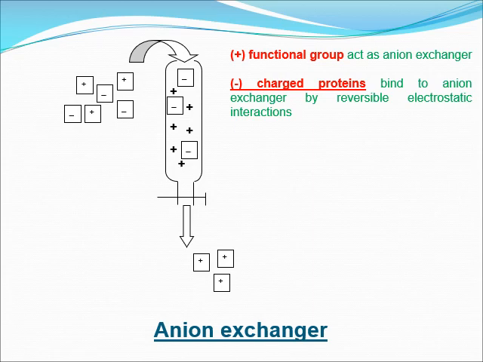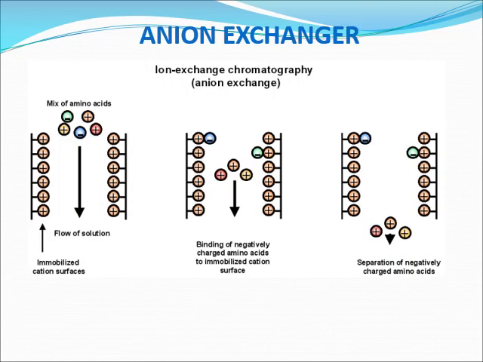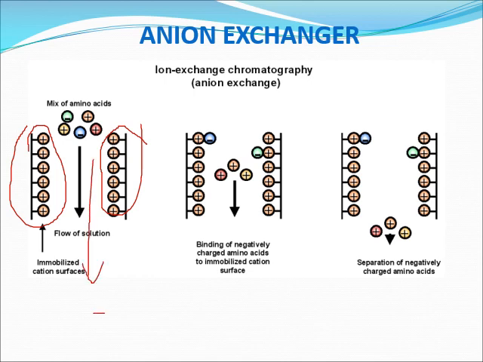Next is the anion exchanger. The anion exchanger will capture the negative charge. It binds the negative charge to the anion exchanger by reversible electrostatic interaction. So what is eluted out from this column is the positive charge. This is the electrostatic; the positive charge of the anion exchanger will attract the negative charge, so what comes out is the positive charge of your samples. Anion captures the negative.